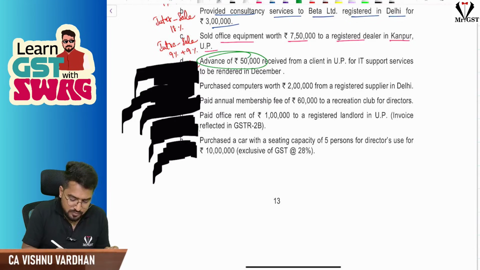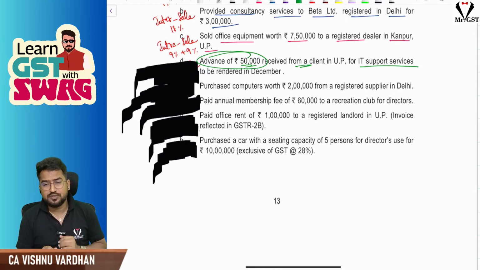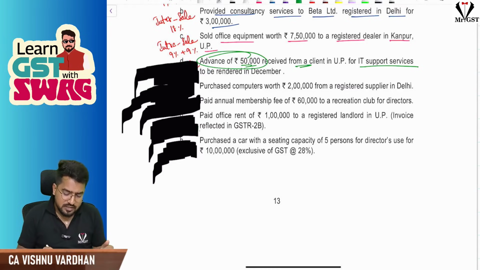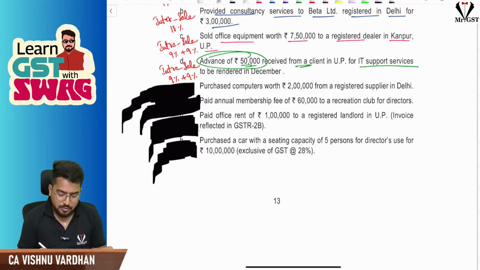Advance received 50,000 from a client for IT support services. For services, sir, advances received are immediately taxable. If it is goods, yes, ADOI or DDOI, actual date of invoice, due date of invoice, whichever is earlier, will go. But for services, advances received are immediately taxable, hence it is taxable. So this is to a person of Uttar Pradesh again, so it is an intrastate sale, 9%, 9%. CGST, SGST will come into picture.